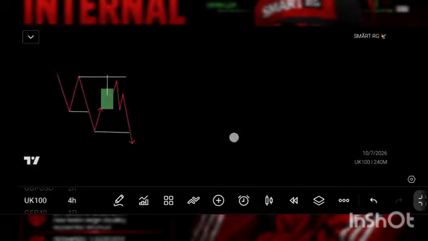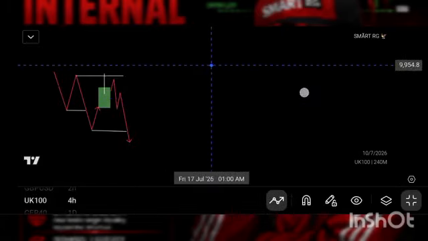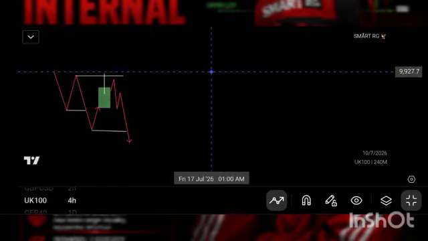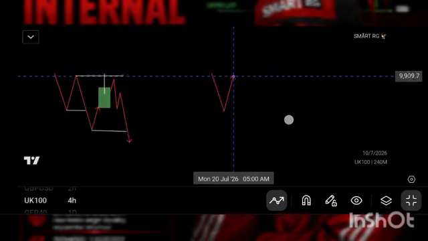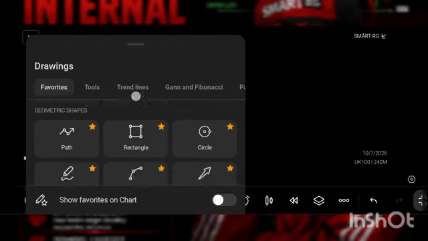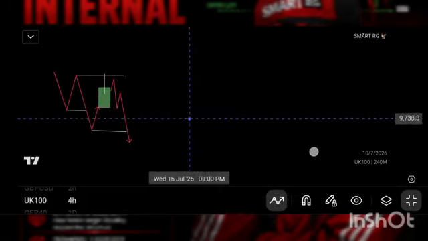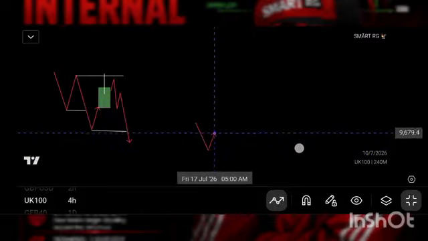Now let's explain the structural points, the structural phase of it. Now, lower low, lower high. I think I should move it down a little bit. Okay, I'll take it to this. Okay, lower low, lower high.